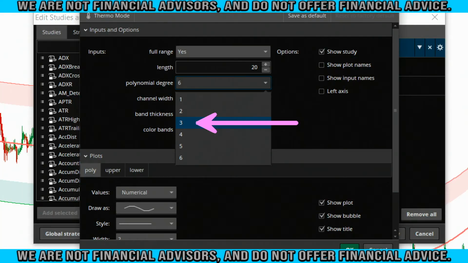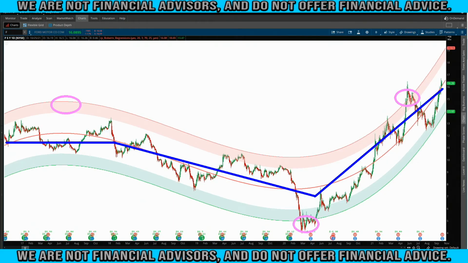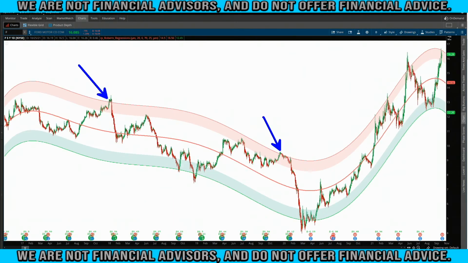Quick comparison, let's do the 3. Now you can see it's a little bit smoother, giving you 3 different curves. The polynomial allows you to be a little bit more patient with your entries. Knowing that it's up against resistance, this sold off 35%. Up against this resistance, this sold off almost 50%.